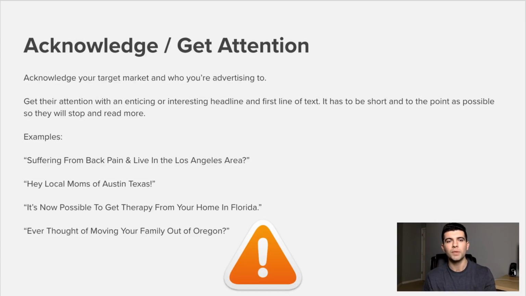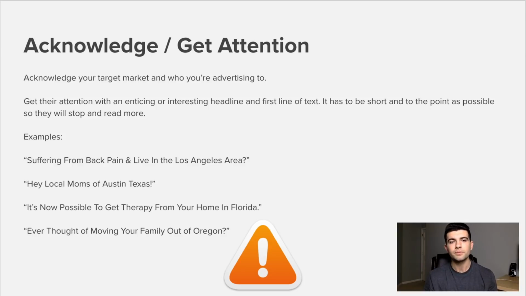Now, step 1 is acknowledge or get the attention of your target market or the people that you're advertising to. Now, this becomes really easy because with the targeting options on Facebook and Instagram and Google and all types of stuff, you can just show ads directly to your target market and speak just to them. So it makes it very easy to do this, but you need to get their attention with an enticing or interesting headline or the first line of text, and it should be short, concise, to the point, so that they'll stop and read more. The whole point of line 1 is to get them to read line 2, and so on.